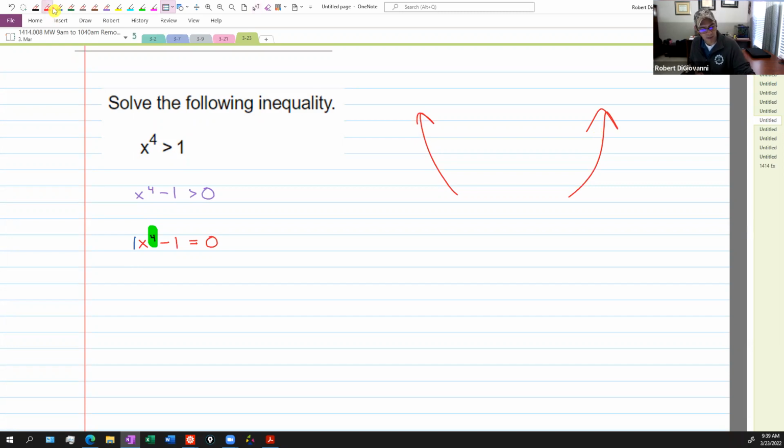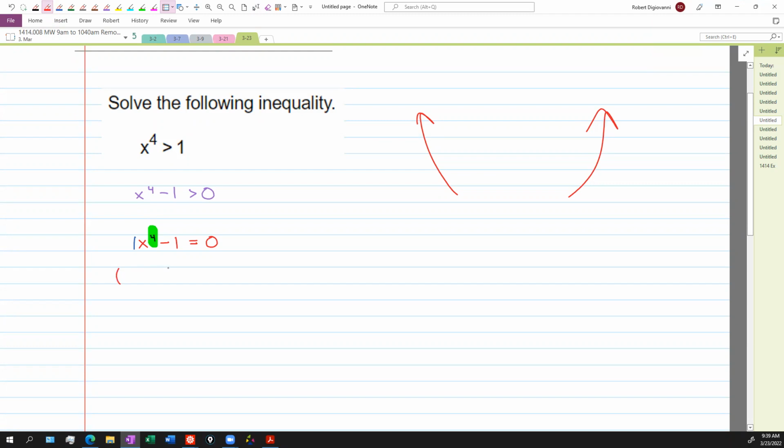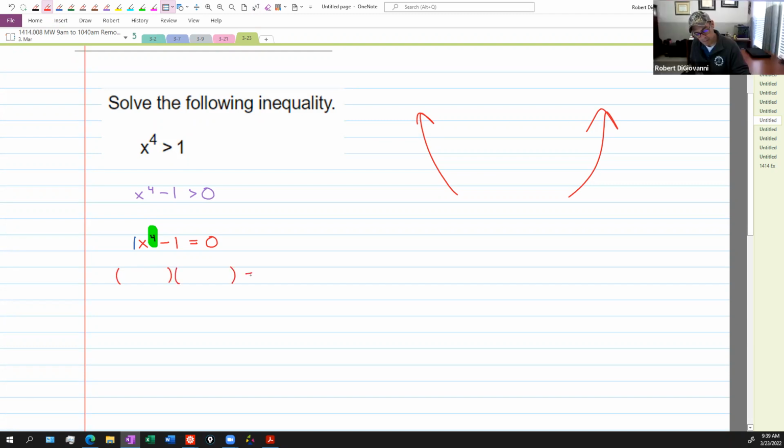Can we factor the left side? It's a difference of squares, right? It factors to, it's kind of weird, but it's x squared plus 1 times x squared minus 1. If I asked you to factor x squared minus 1, I hope everyone would be comfortable doing x plus 1, x minus 1. But if you have x to the 4th minus 1, it's the same thing, but with squares. You can check it for yourself. FOIL it out, and it goes back to x to the 4th minus 1.